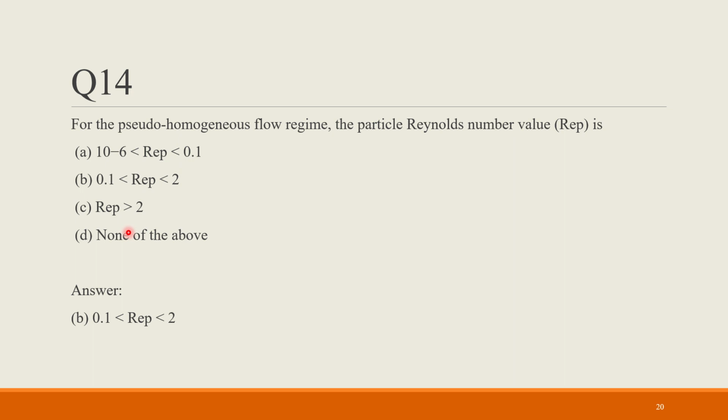Last class itself we saw if it is less than 0.1 it is laminar. So between the range of 0.1 to 2 it would be behaving as a pseudo homogeneous flow regime. It would not be turbulent, but some things would be behaving as so. So we call it as pseudo homogeneous flow regime. So answer is 0.1 to 2. Between the range of 0.1 to 2 of the particle Reynolds number, pseudo homogeneous flow regime is observed.